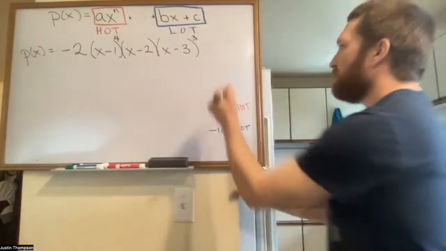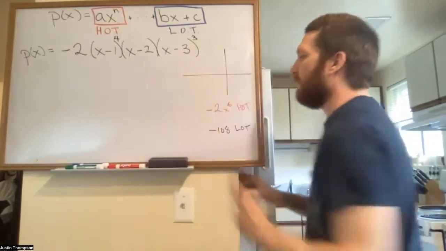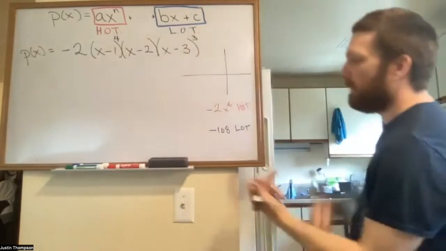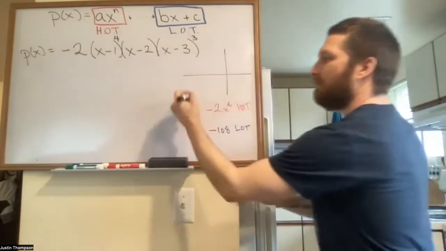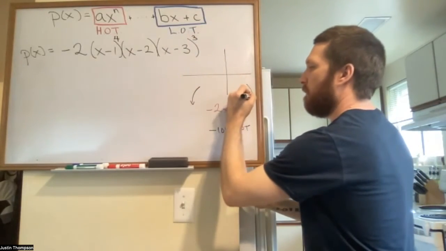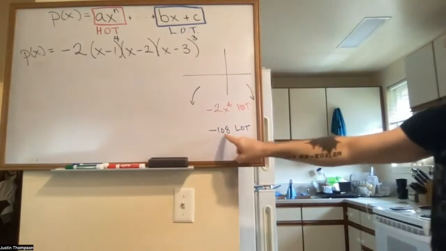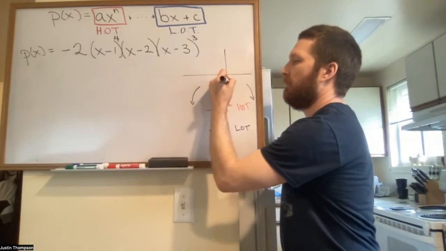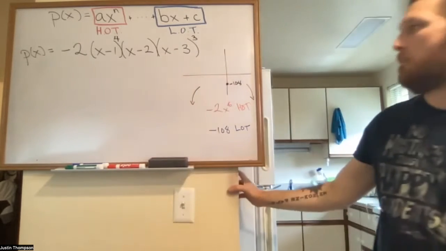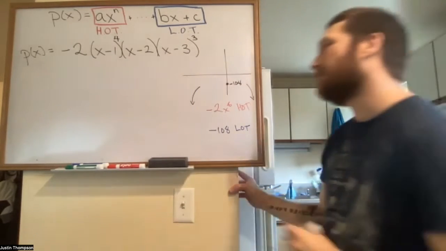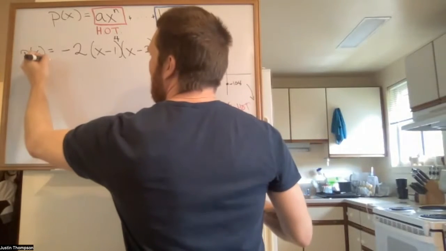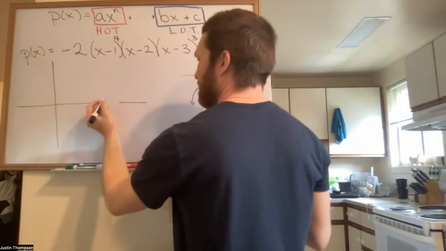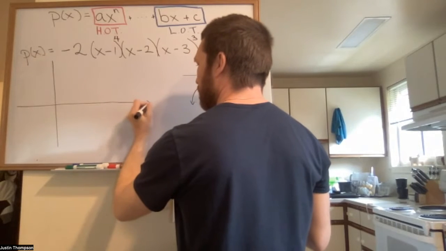So, thumbnail sketch of what's going on. Okay, I have an even power, and so it's going to be either an upward facing cup or a downward facing cup. It's -2, so it's got to be a downward facing cup. It has to go through the y-axis at -108. Okay, now here's where it gets a little tricky, but it's not. If you just ask yourself these questions in the order that I'm asking them, it takes all of the guesswork out of it.